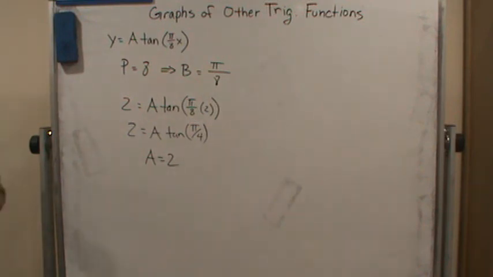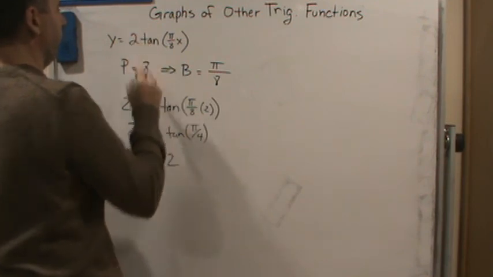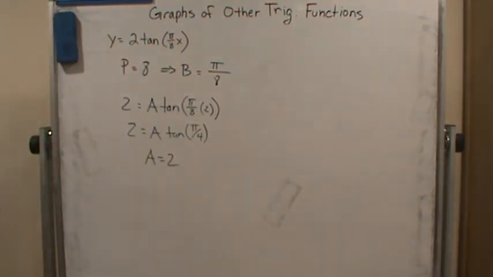And so we're done. So this is going to be represented by this function. And that's it. It's that easy.